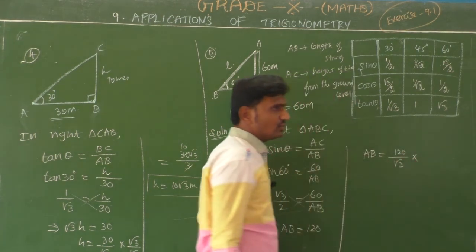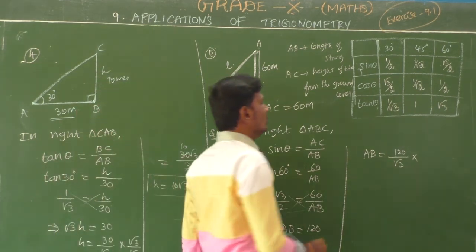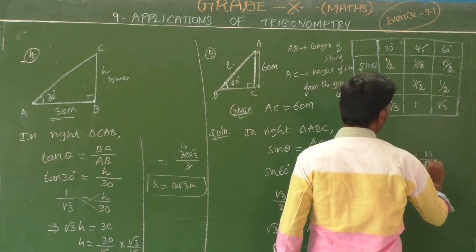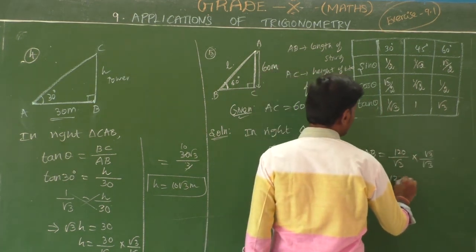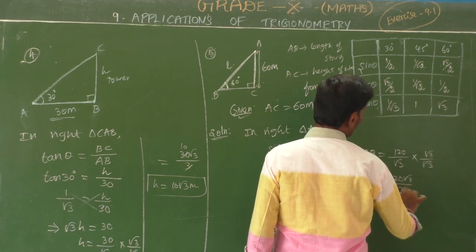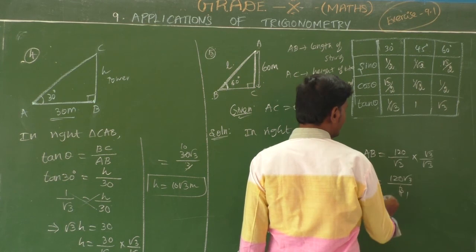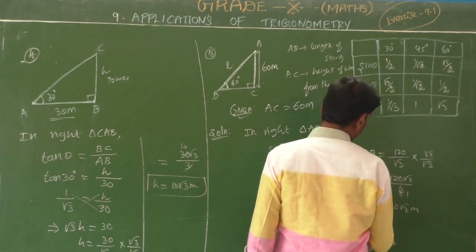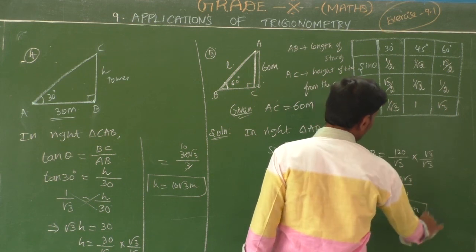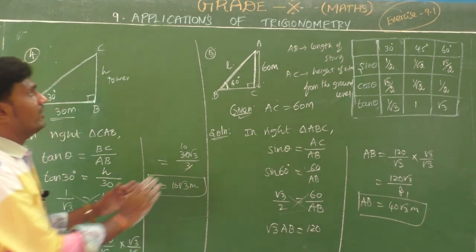Now I need only AB, which is equal to 120 by root 3. So for that also I am going to rationalize the factor. Multiply by root 3 on both numerator and denominator to get the answer. 120 root 3 whole divided by 3. Root 3 into root 3 is 3 only, no? Now 1 3 is 3, 4 3s are 12. So 40. So 40 root 3 meter is the length of the string. Have you got it, children?